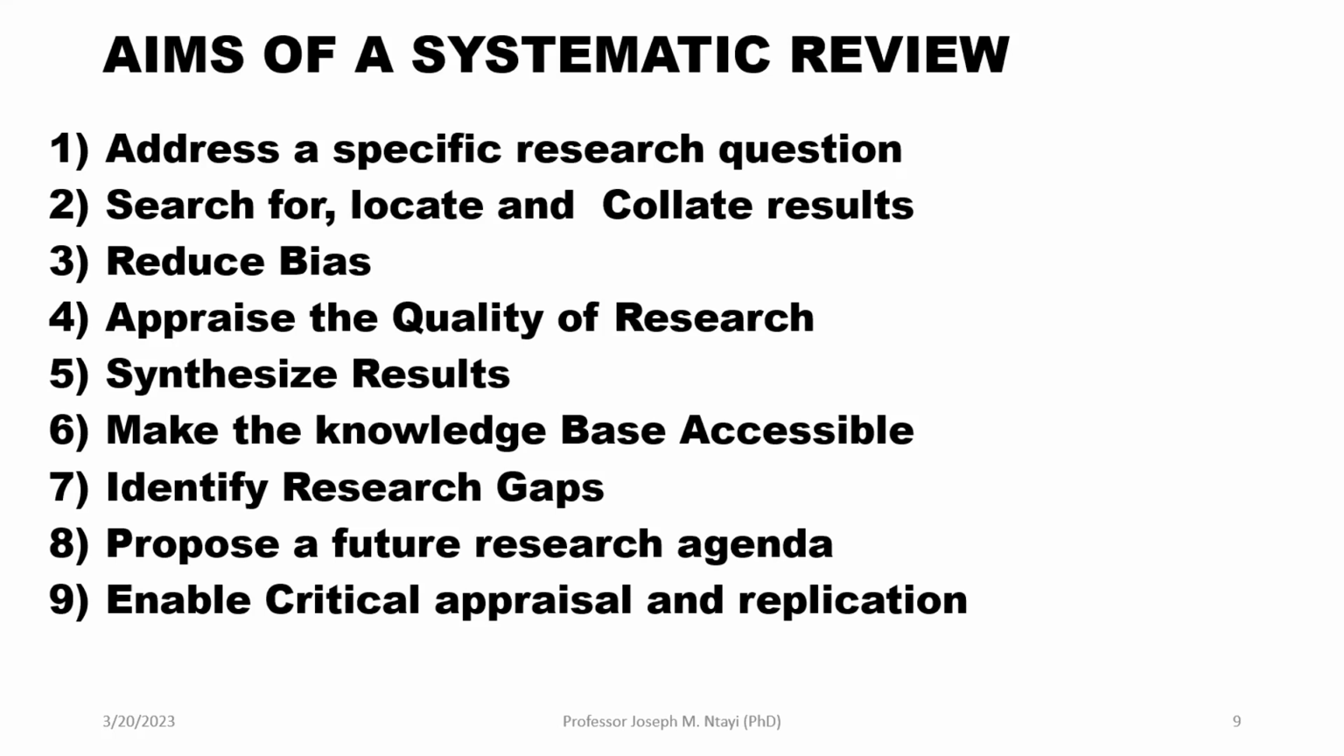The aims: one, address a specific research question or questions. Then search for or locate and collect results, reduce bias, appraise the quality of research, then synthesis. You must synthesize results, and then make the knowledge base accessible. That's why we're talking about directions for future research: identify the research gaps, propose a future research agenda, enable critical appraisal and replication. Those are some of the aims of undertaking a systematic literature review. So you actually need it, and every student needs to do that kind of review. Having said that, I can take you through briefly the process of writing a systematic literature review in any area.